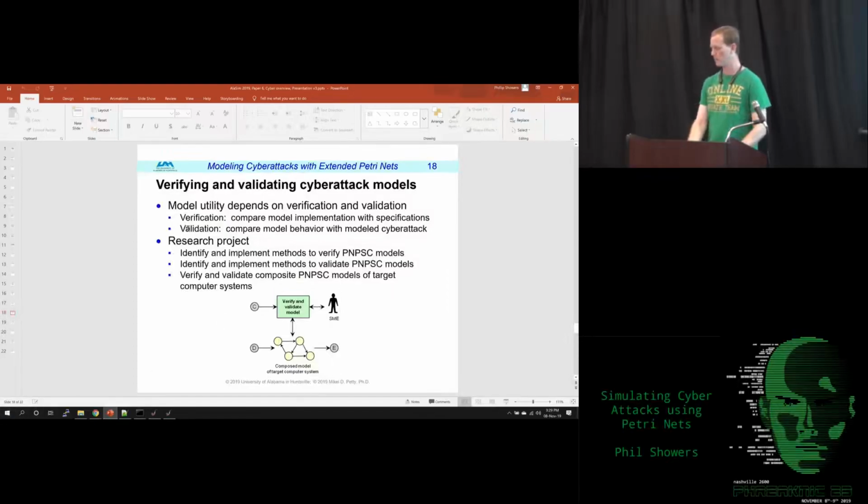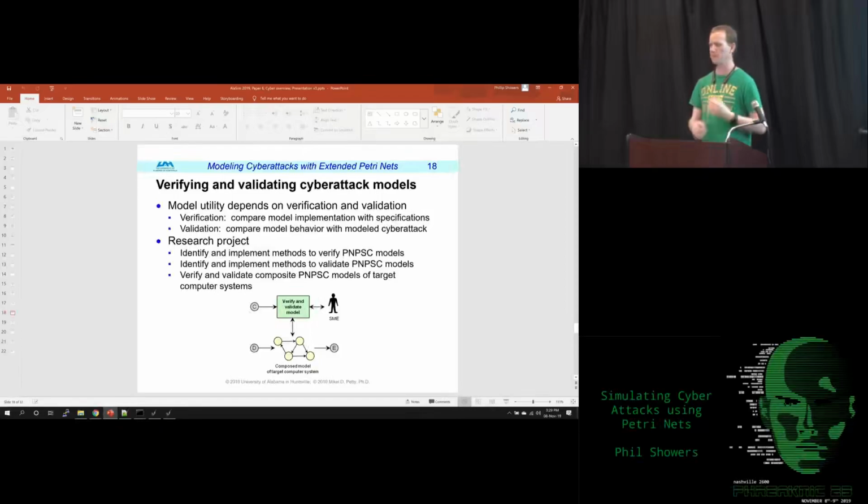So, and then the fourth research topic is actually verification and validation. So verification is, did I build the thing right? And validation is, did I build the right thing?